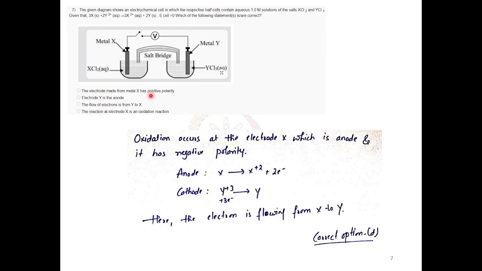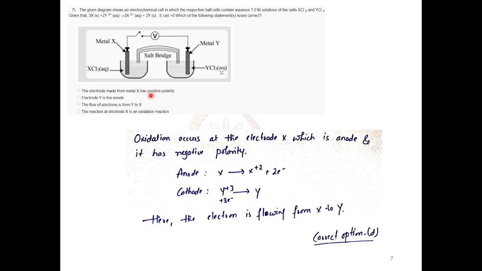Now this is an example where you have the salt bridge. So what is the reason for the salt bridge? It basically maintains the electrical neutrality of the system, right? Now 3X solid plus 2Y3+ aqueous is giving 3X2+ aqueous plus 2Y solid. Here E0 cell is greater than 0. Which of the following statements is correct?